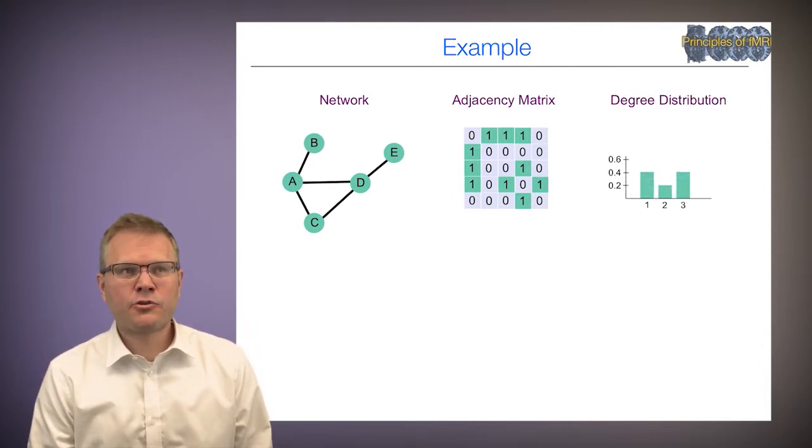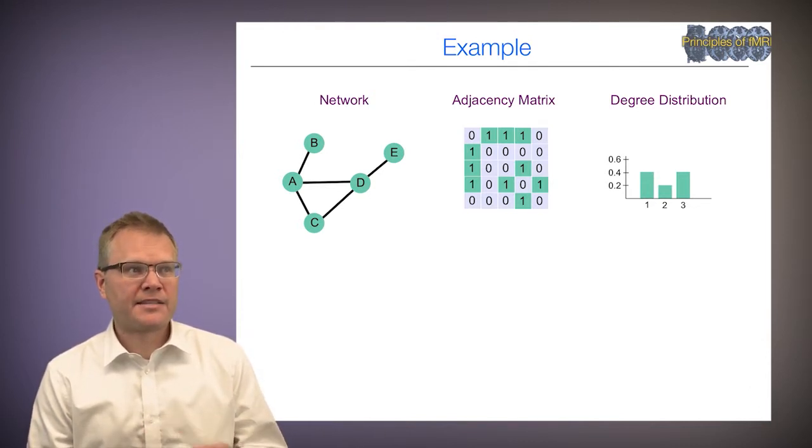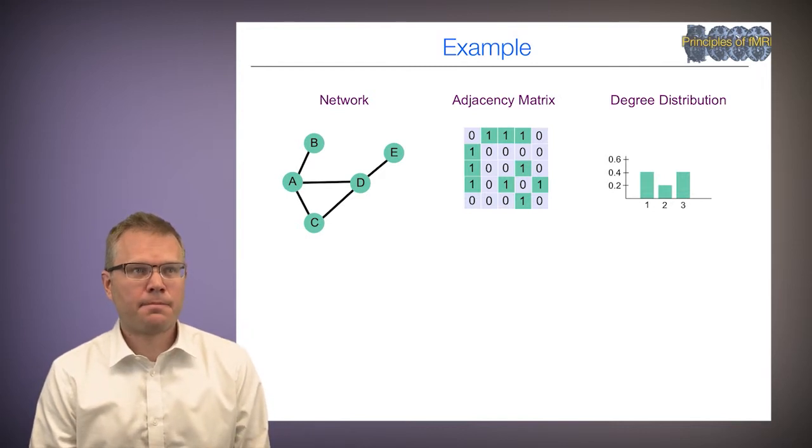Here's an example of the degree distribution. As we saw before, 40% of the nodes, so 2 out of the 5, have a degree of 1. So that's B and E. They only have a single neighbor. 20%, or 1 out of the 5, has a degree of 2, and that would be, in this case, C. And then finally, 2 out of the 5 have a degree of 3, and that's A and D in this example.